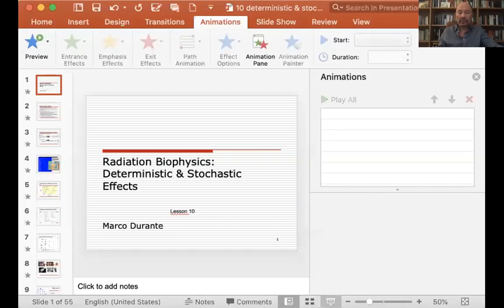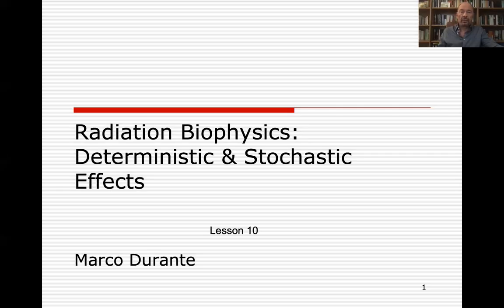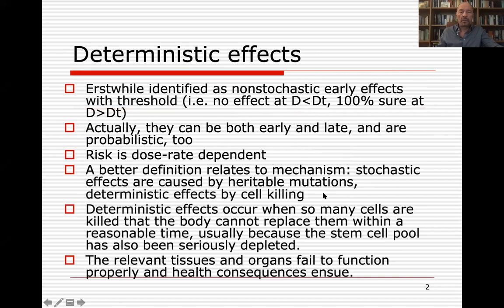So today we will now move up the ladder, let's say from the cell level to the organism level, to the human level. And we will talk about deterministic and stochastic effects of radiation in humans. So let's start with the deterministic effects.